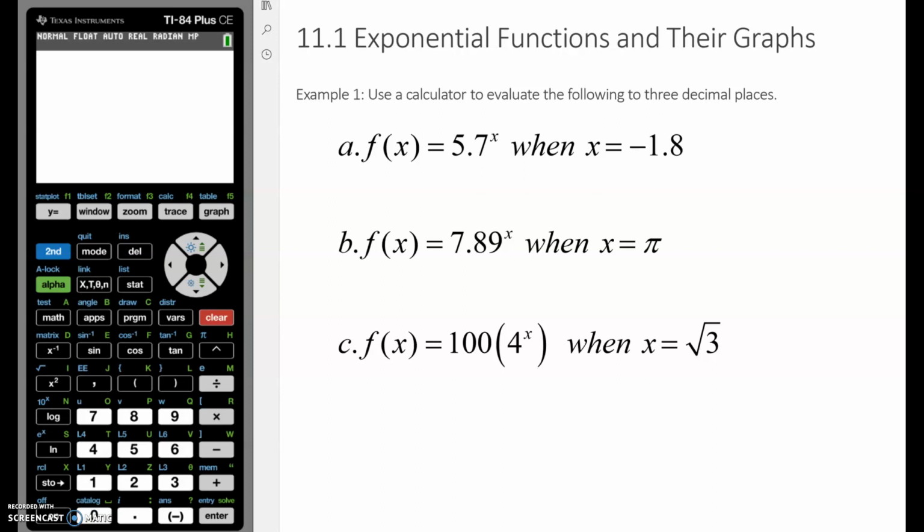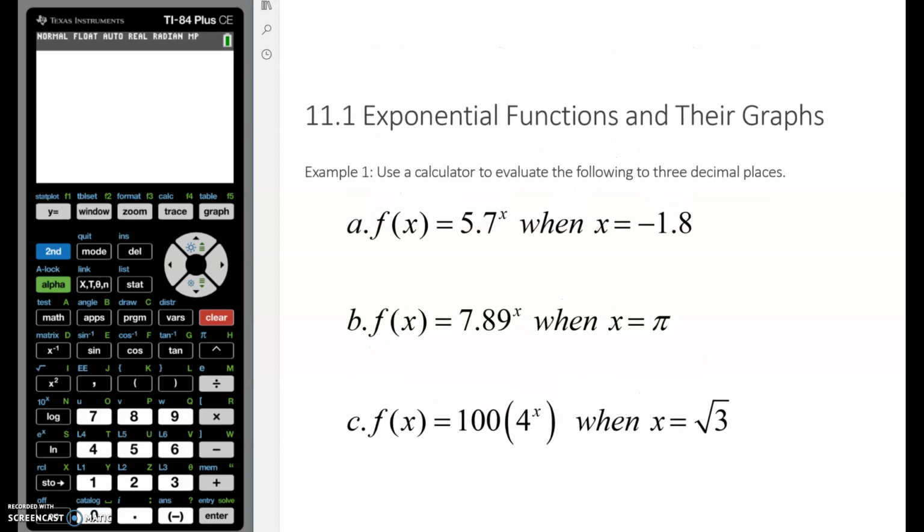For 11.1 Part 1, we're going to talk about exponential functions and their graphs. Exponential functions are something that looks like f of x equals a to the x. Exponential functions have x in the exponent.